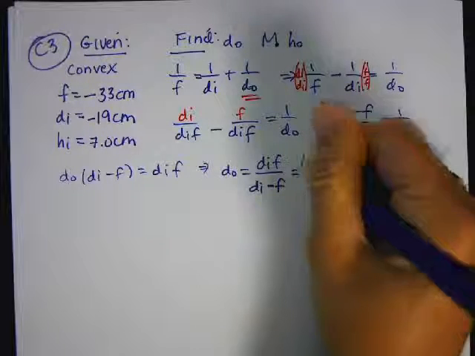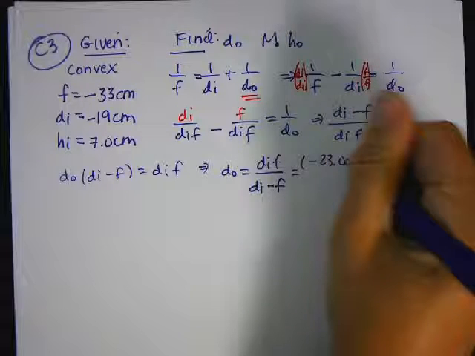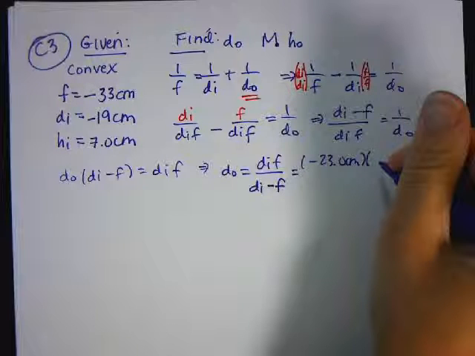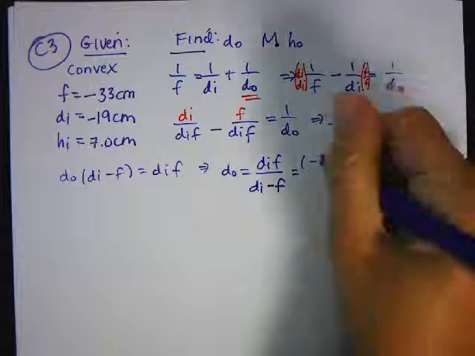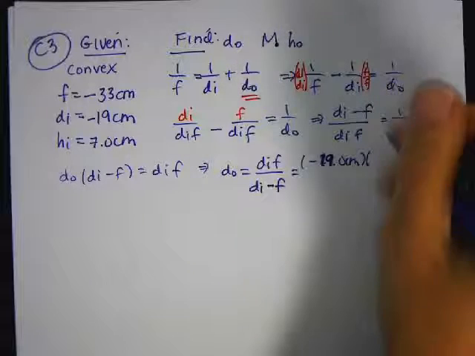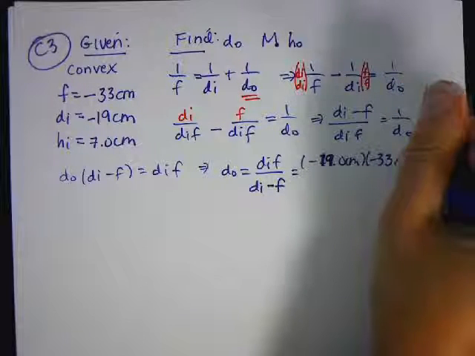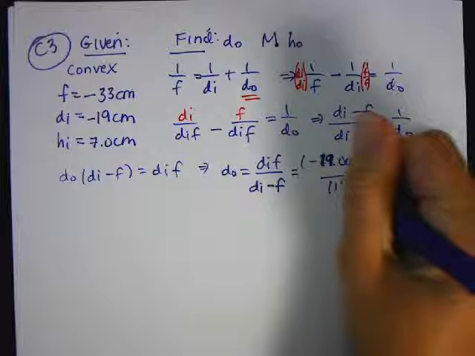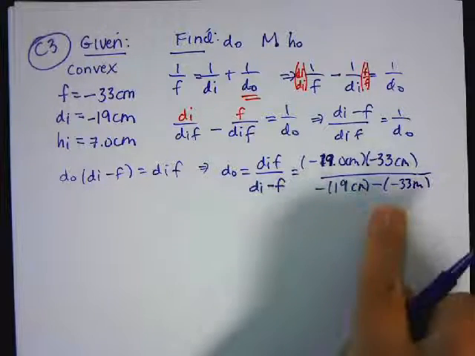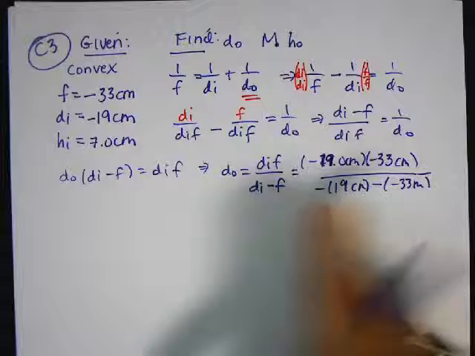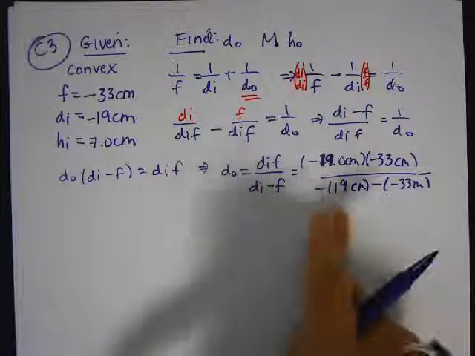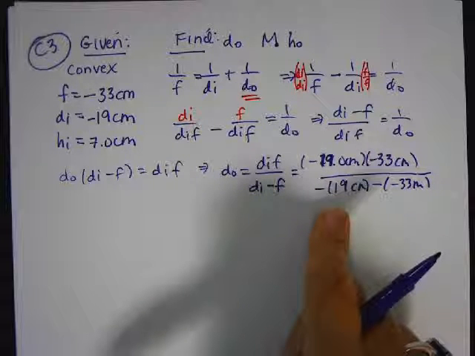Now I can substitute in my values. So it's going to be negative 19 times negative 33 divided by negative 19 minus negative 33. Now this is where people are going to make their most common mistake. First of all, here, this is negative. A negative times a negative is a positive. So that's why it's important to show all these intermediate algebra steps so you don't make a mistake.